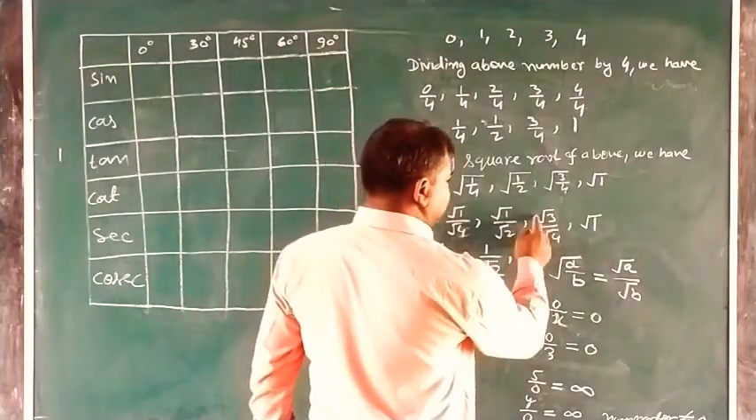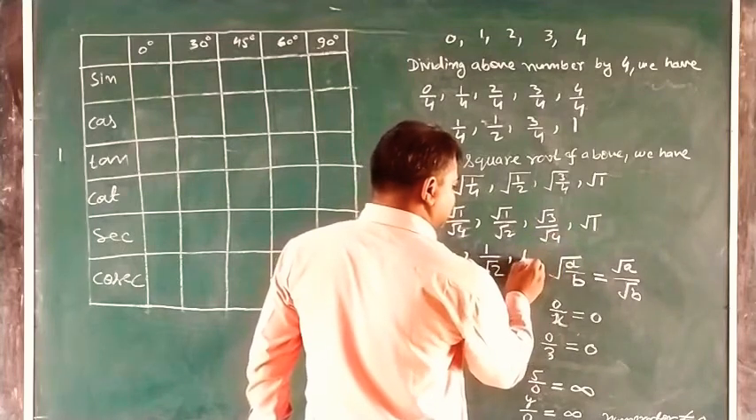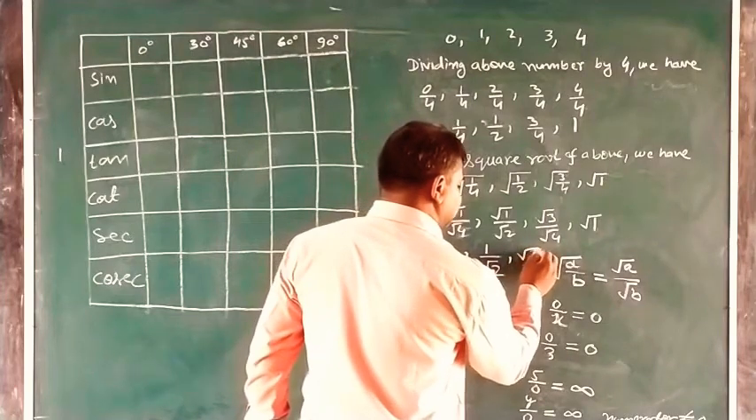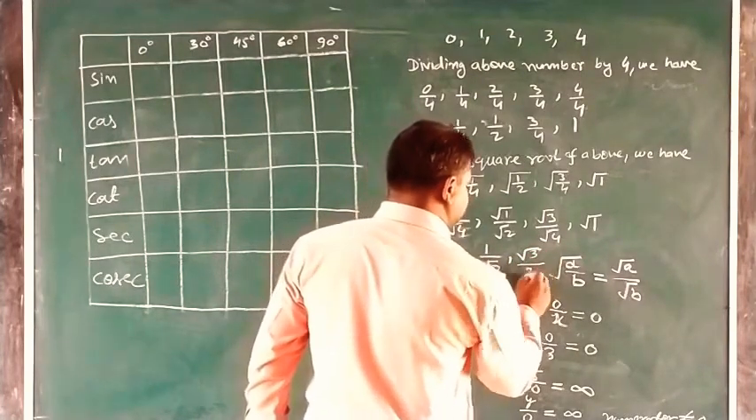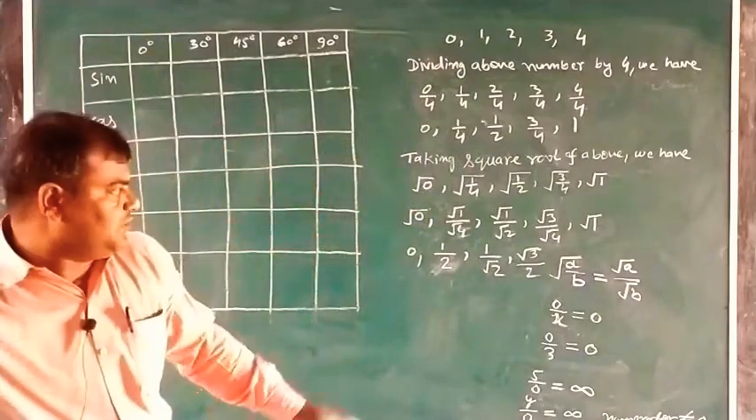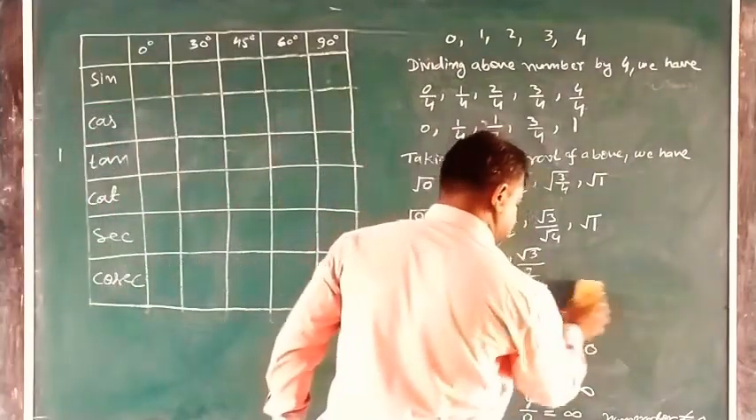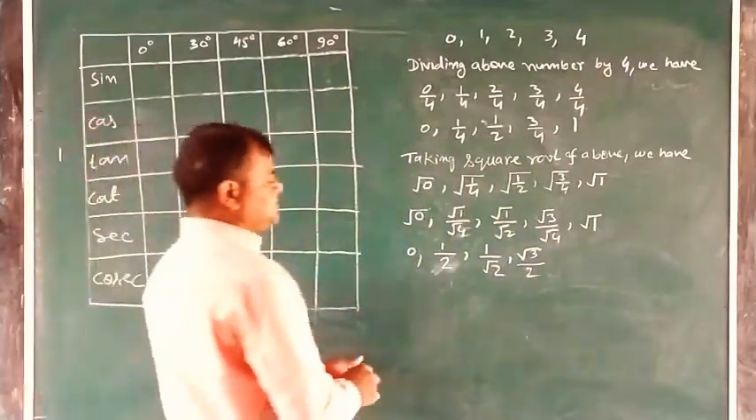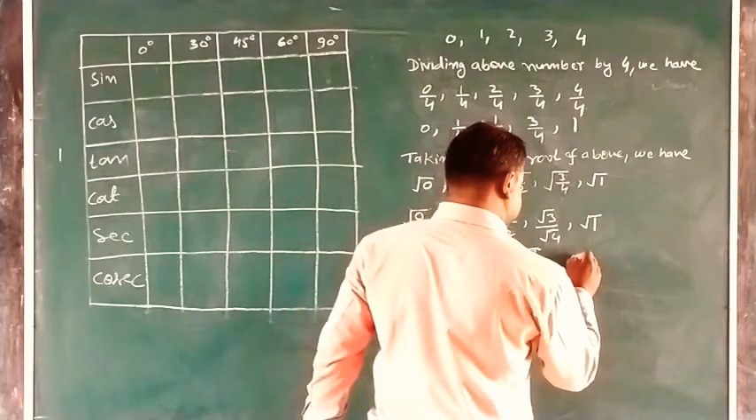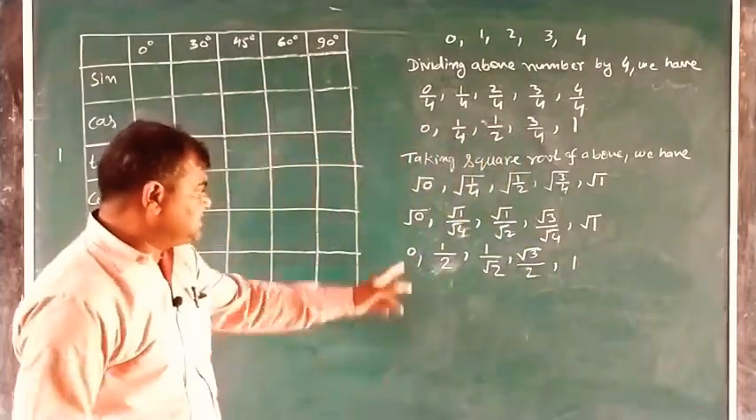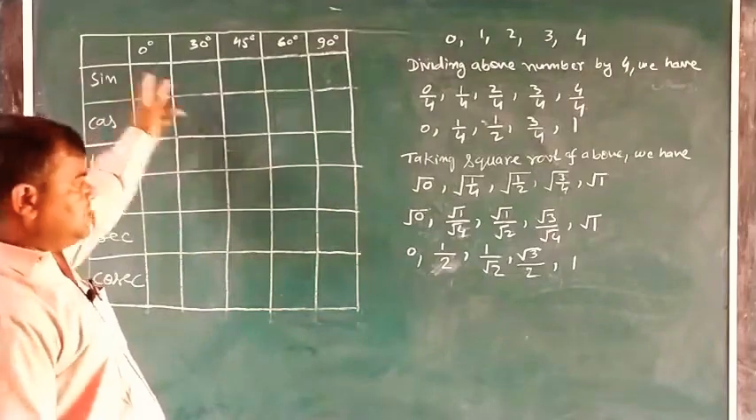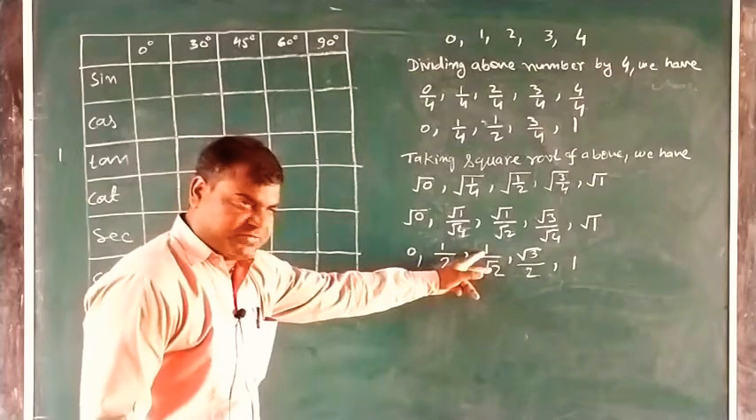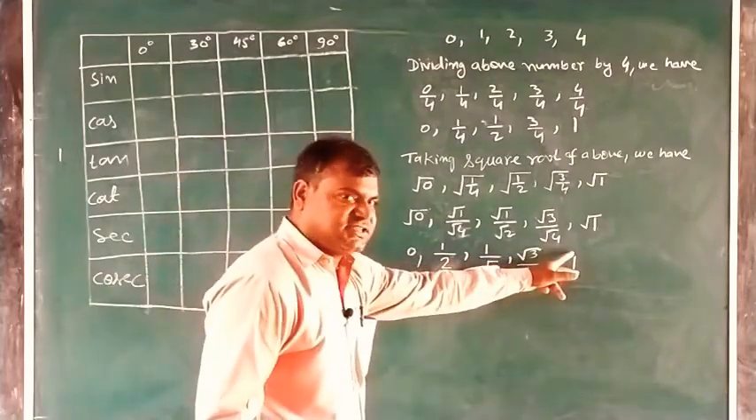And here under root 3 by 4, the value of under root 3 is a decimal, so we will not write that, and we will write it as such, under root 3, and the value of under root 4 is 2. And we are going to erase this, and last, the square root of 1 is 1. This is the value of sine 0 degree. This is the value of 30 degree. This is 45 degree. This is 60 degree, and this is 90 degree.